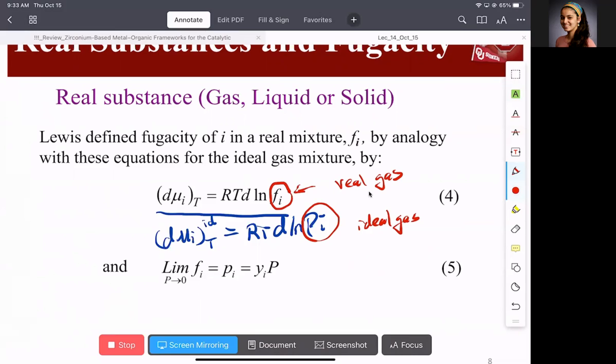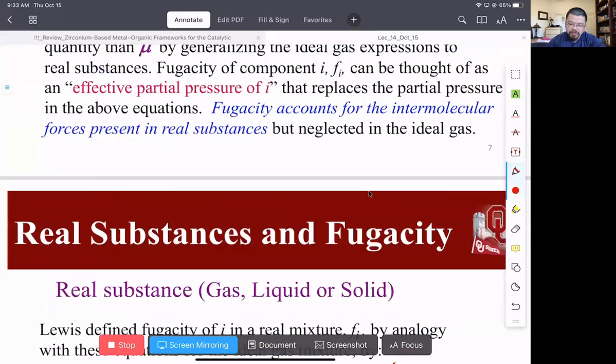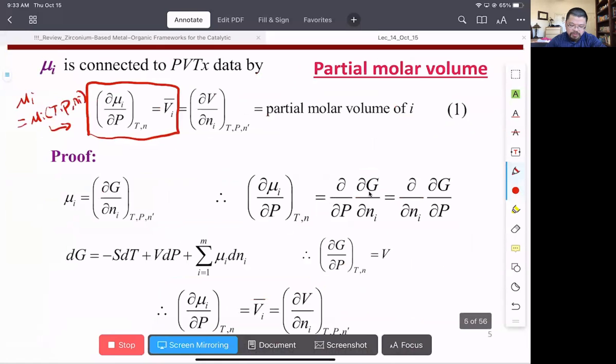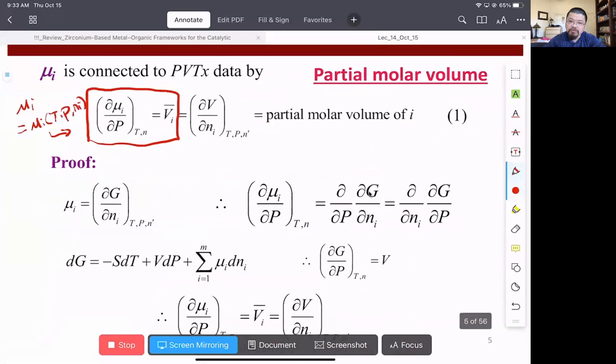So chemical potential always describes an ideal gas? No. Okay. Chemical potential is a general definition, and all those equations, including this one, are general for anything. I still don't understand why we can't use... what's the difference between fugacity and chemical potential?